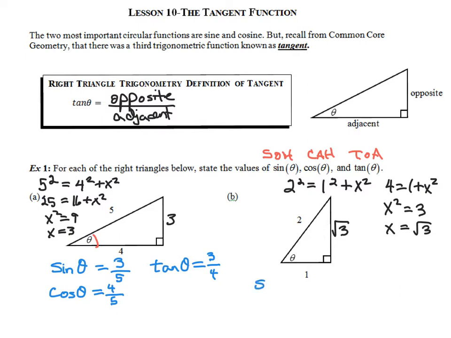So to do the sine of the angle, I'm going to say opposite over hypotenuse. To do the cosine of the angle, that one's going to be adjacent over hypotenuse. And finish it off with the tangent of the angle. Tangent is equal to opposite over adjacent. So radical 3 divided by 1 is just radical 3.